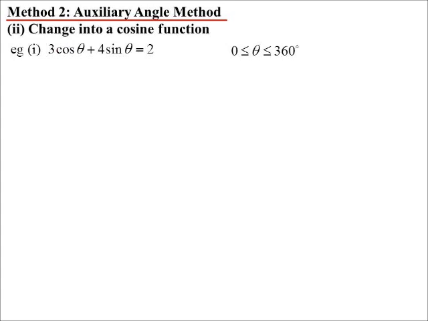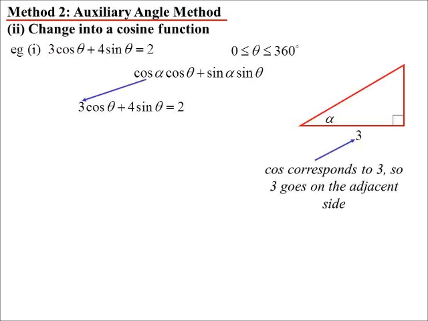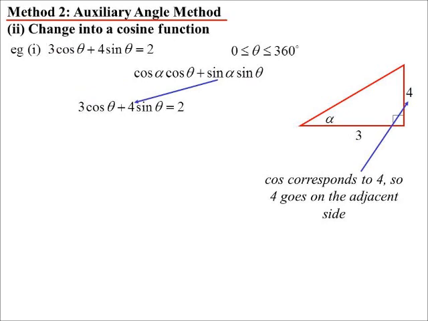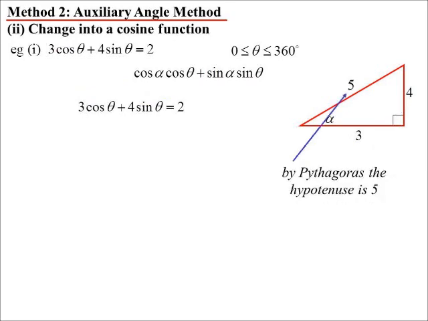Okay. Well, this time I'm looking for the pattern cos, sine, sine. So this time, 3 will be the adjacent side because it is matching up with the cosine. So 3 will go there. Sine will now be 4. The hypotenuse is still 5. So I've got 5 times 3/5 cos theta plus 4/5 sine theta. But remember, if it's not the sine, it's not the sine. So this one's theta minus alpha.